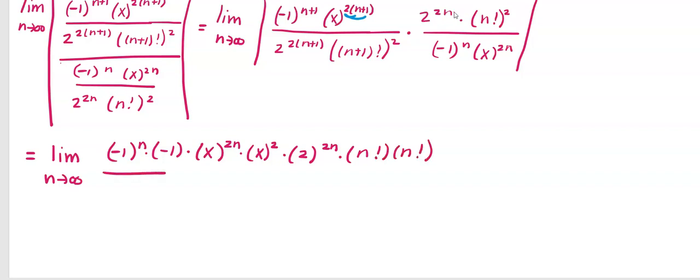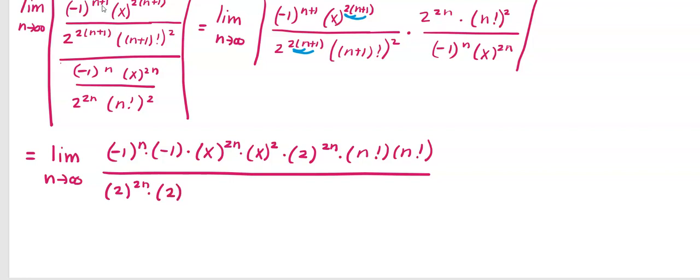So there's our numerator, very much expanded. And we're going to do the same idea with the denominator. Because of this 2 times n plus 1, we're going to have to distribute that 2 through. So it would be 2n plus 2. When we break that up, it's going to be 2 to the 2n times 2 to the second.